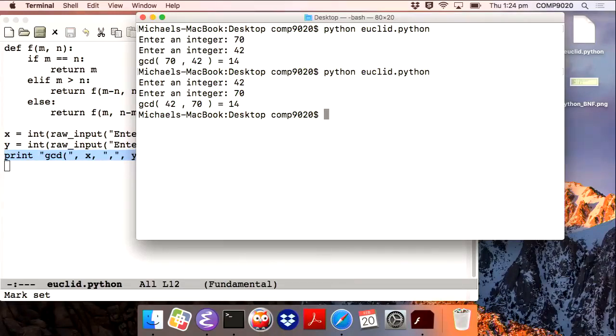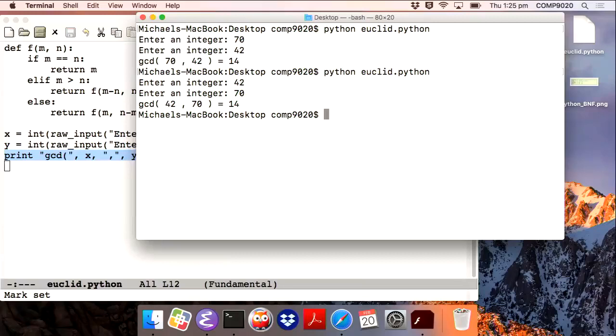What do you think would happen if I were to use this algorithm to compute the greatest common divisor of minus 70 and minus 42? Would this also compute 14? Now, by definition, we know that the greatest common divisor of minus 70 and minus 42 should also be 14, just by definition, because it should always be positive. But would the algorithm compute it?